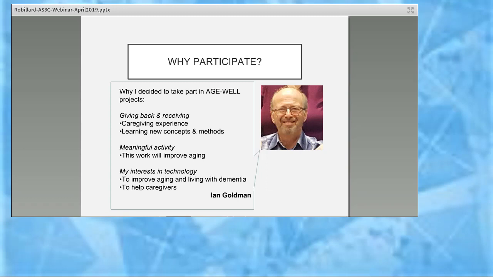So giving back about his caregiving experience and teaching others about what that's been like for him, as well as learning new concepts and methods on his end. He finds research to be a meaningful activity with the hopes that the work will improve aging. And then he finds it's a good match for his personal interest in technology as a tool to improve aging and living with dementia, and also to help other caregivers. And so Ian tells us he's hoping through research to help others, but that he's also learning as part of the process, and that's been a meaningful activity for him.